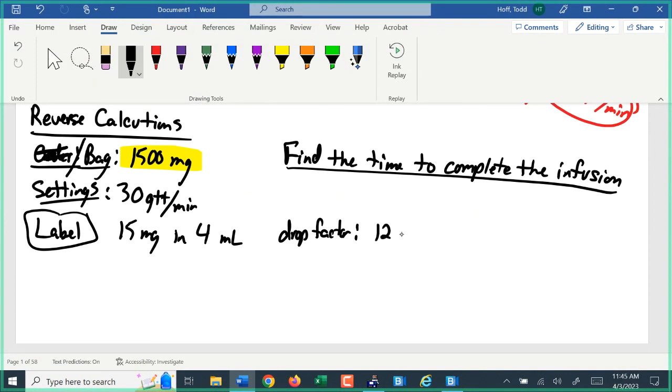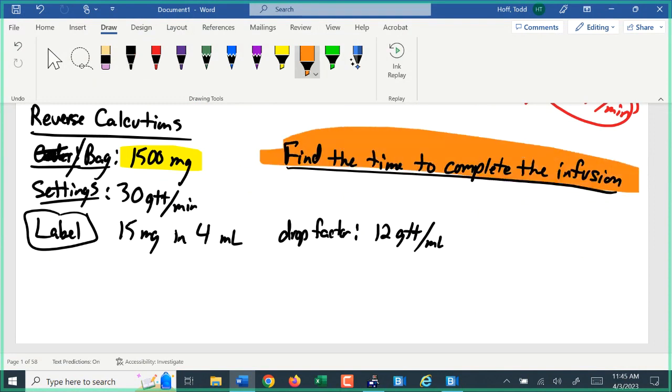Let's see, 12 drops per milliliter. And so we want to find the time it's going to require for that bag to be emptied so that we can change it.